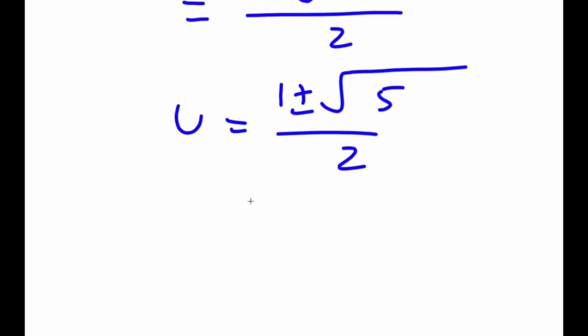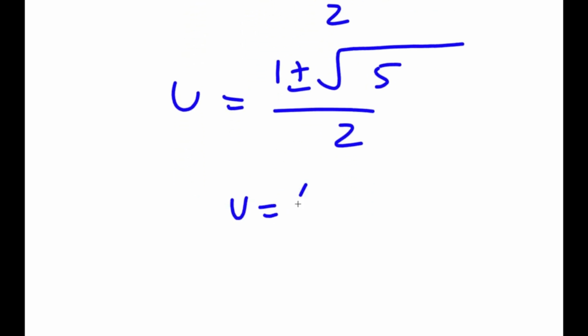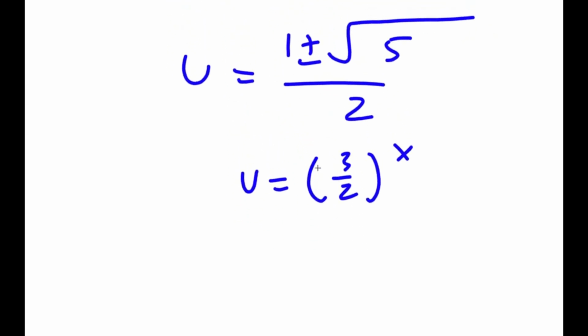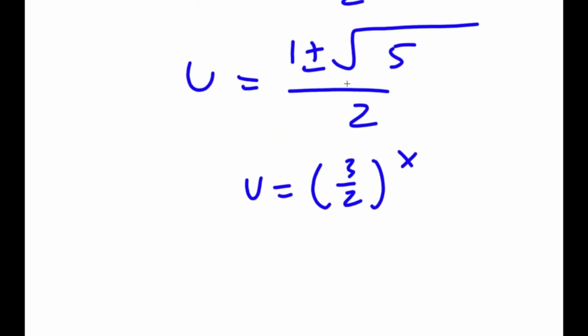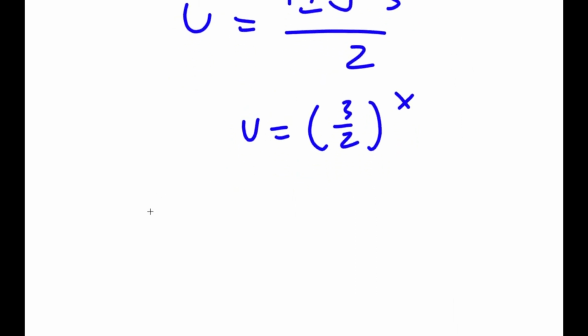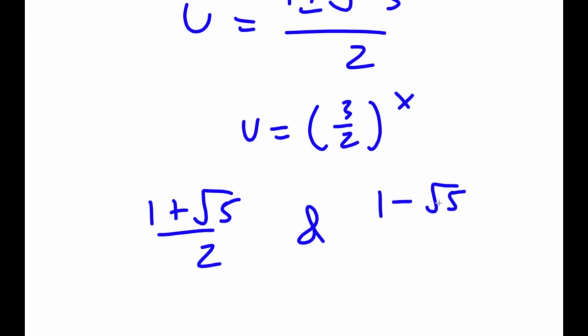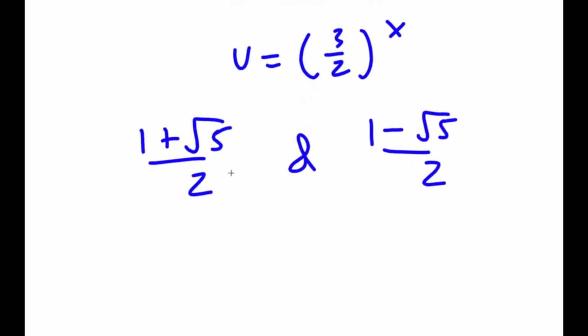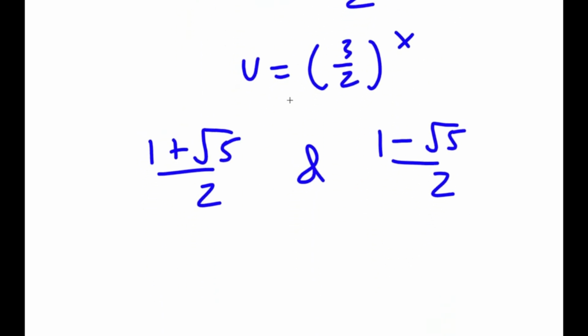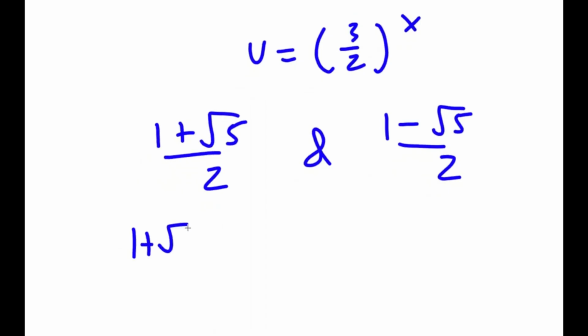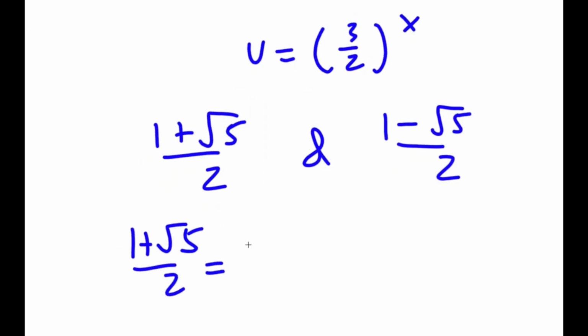Now remember, we set u equal to 3 over 2 to the power of x. So right here we have two solutions. We have 1 plus the square root of 5 over 2, and we have 1 minus the square root of 5 over 2. So let's start with 1 plus square root of 5 over 2. So I have 1 plus the square root of 5 over 2 is equal to 3 over 2 to the power of x.